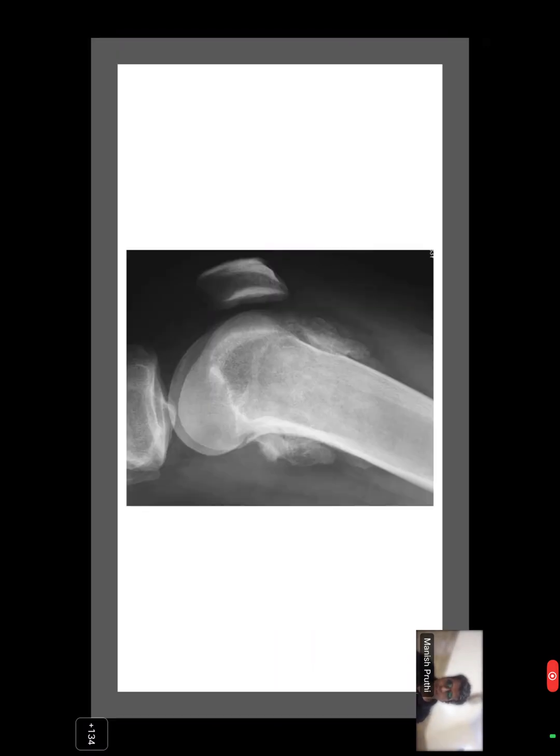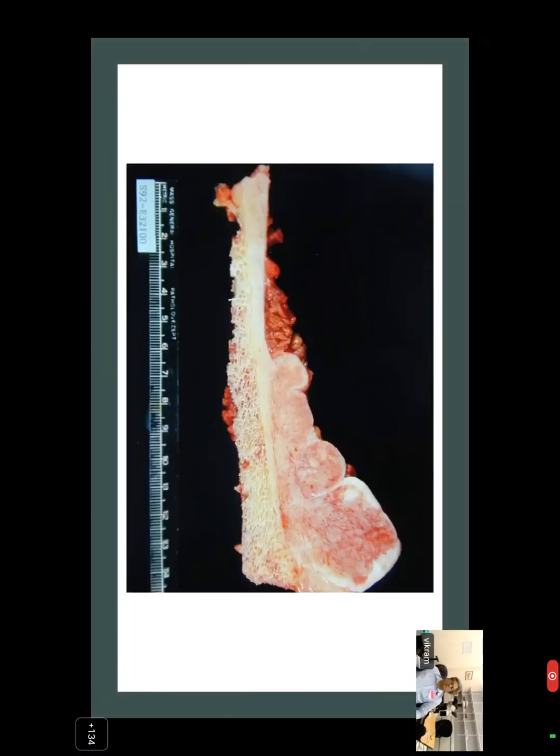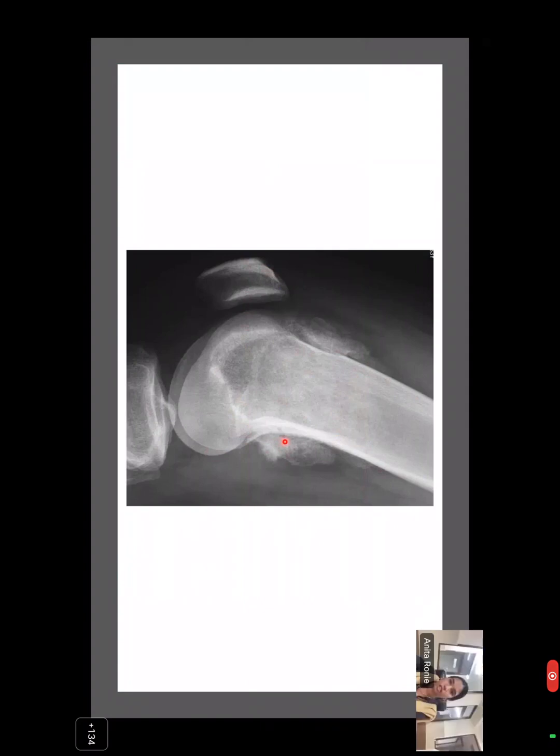So case 6, who's describing case 6? Anita will describe the case. Yes. So in this radiograph, I can see it's a metaphyseal lesion. Am I audible, sir? Go ahead, Anita. It's a metaphyseal lesion. And yes, there is periosteal reaction there.